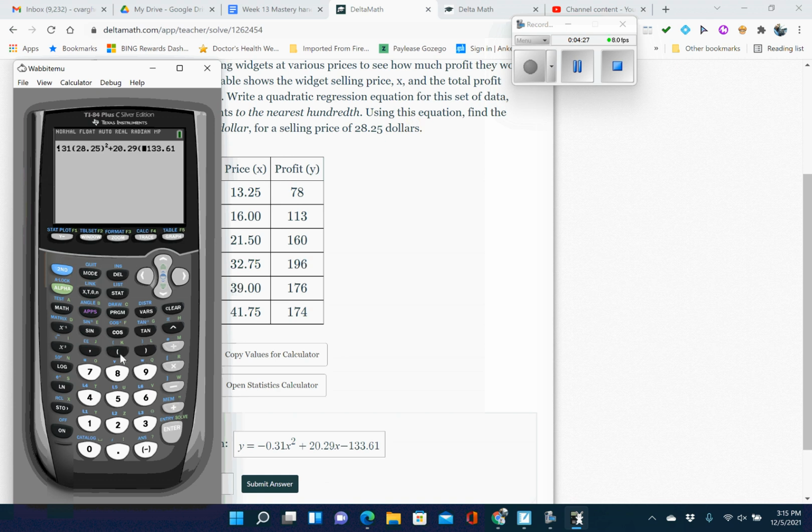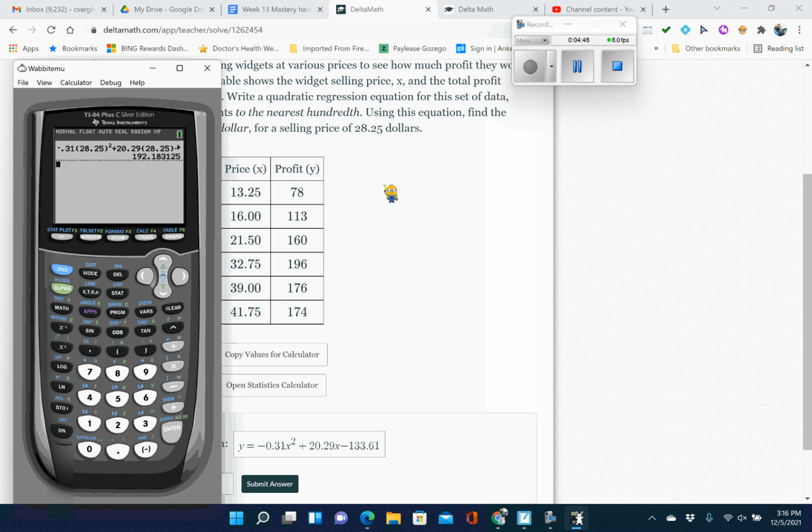So I'm going to put parentheses here. I'm going to do an insert so I don't have to sit there and type the whole thing again, and do 28.25. Close my parentheses and then go to the right to make sure everything else is good. All looks good. I'm going to hit enter.